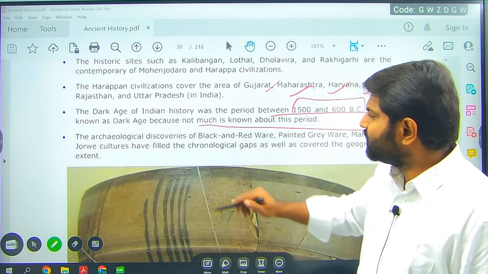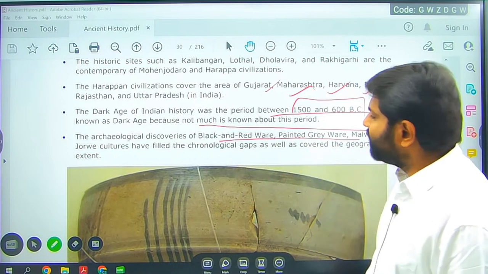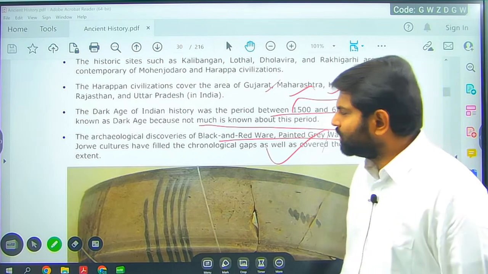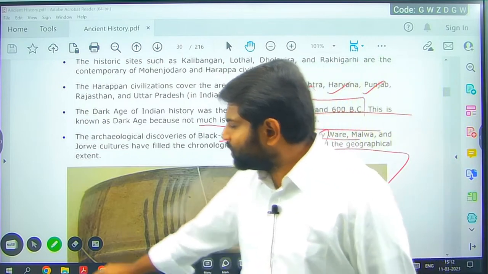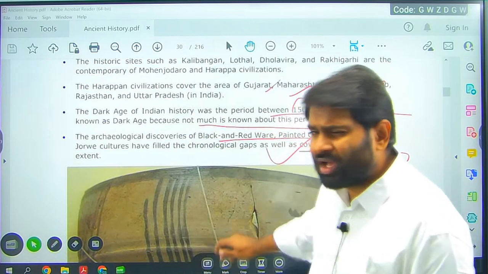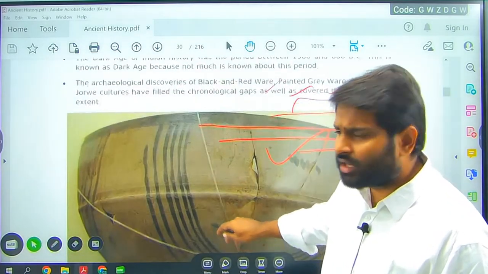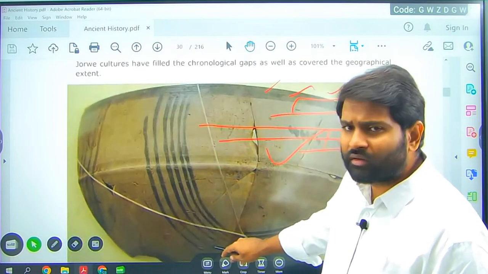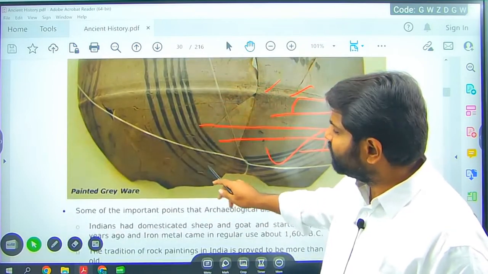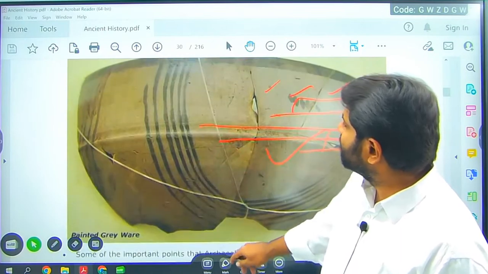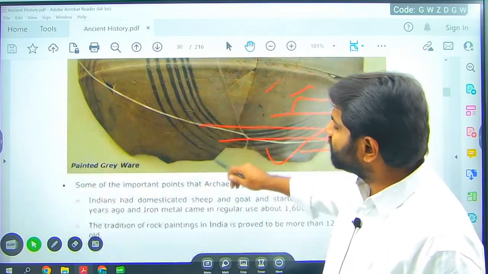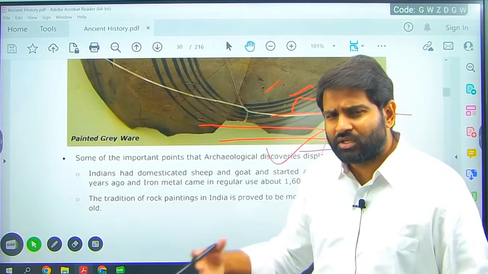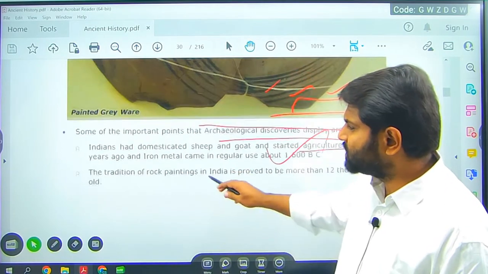The archaeological discoveries of black and red ware, painted grey ware, Malwa, Jorwe cultures have filled chronological gaps and covered the geographical context. So this is where we talk about technology from Indus Valley civilization to Vedic civilization and further. What is different is pottery, the evolution of pottery. We have painted grey ware, grey color, which is used as utensils, for showcase purposes, and for storing grains, etc.